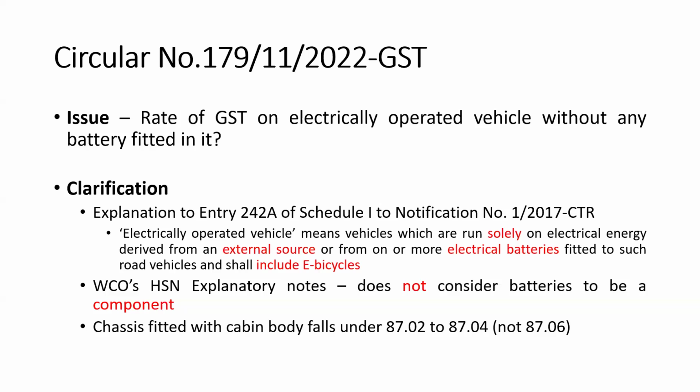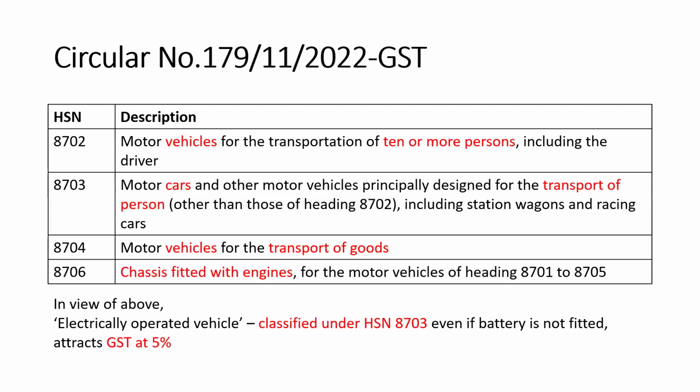So basically the definition says even if it is from an external source, even if it is not fitted with the battery, it is still an electrically operated vehicle. So the battery is not considered as a key component of an electrically operated vehicle. Even if the battery is not fitted, it is still classified as EV, falling under 8703, taxable at 5%. So this is just a clarificatory point.